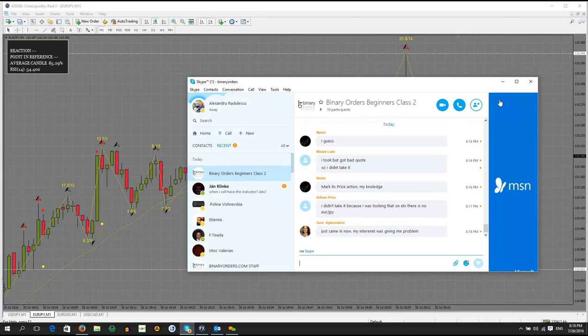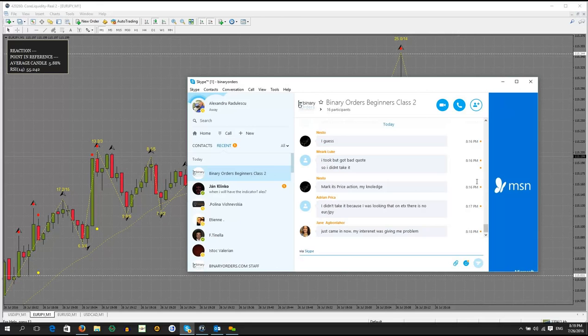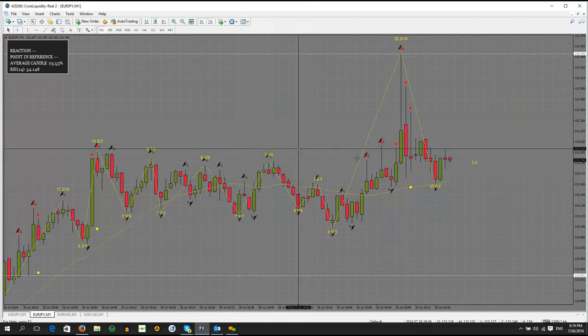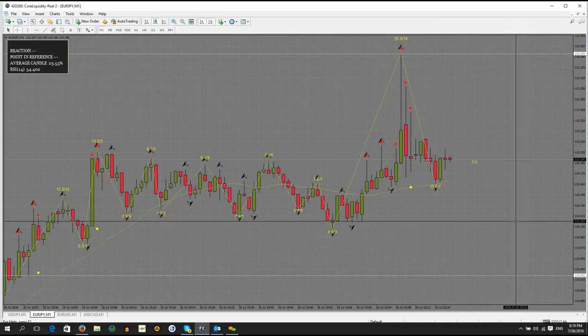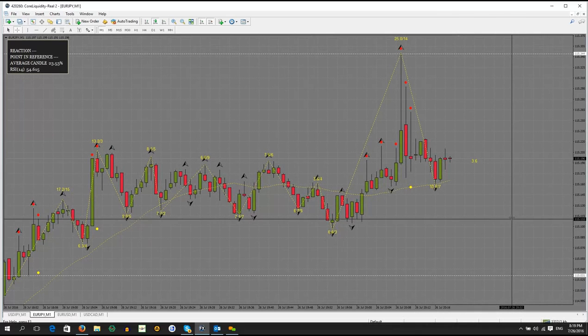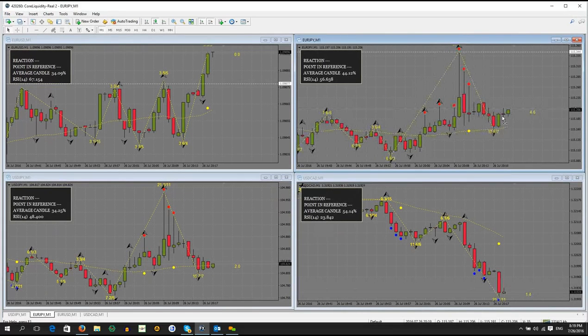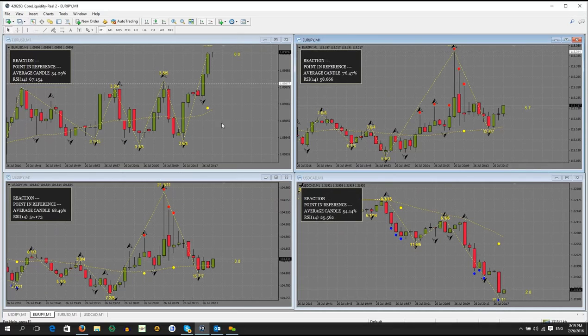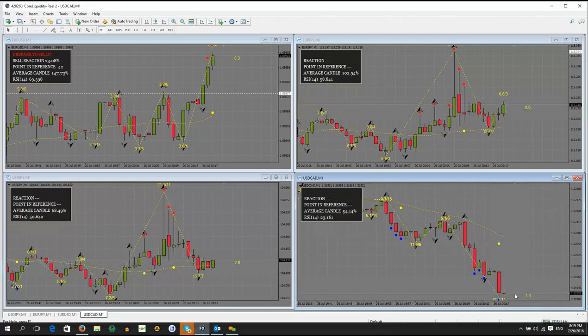Going back to the 1-minute chart, you will see some strange move here. Okay, so no, it's not Euro Japanese yen, Adrian. It was on USD Canadian dollar, the trade. Okay, so for the moment on Euro Japanese yen, we are just watching.